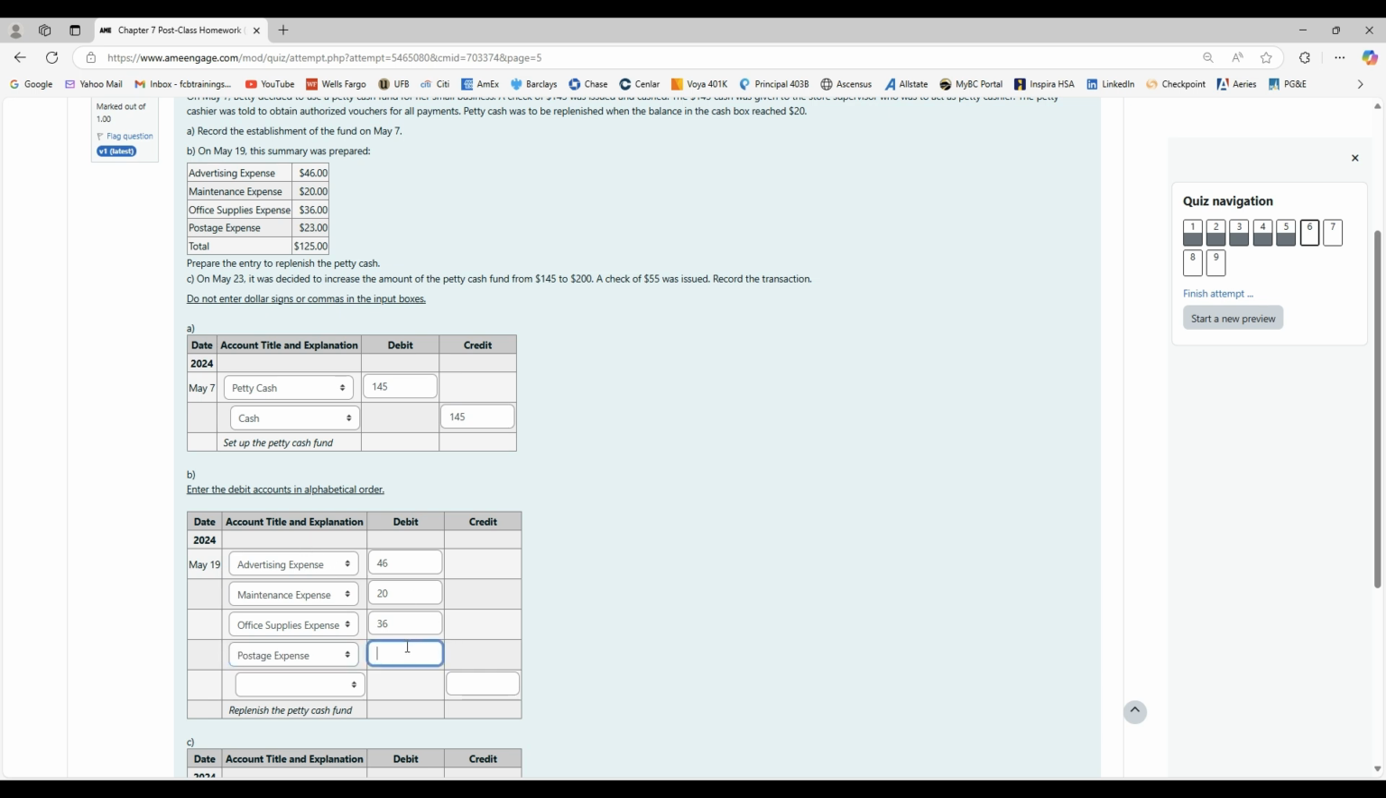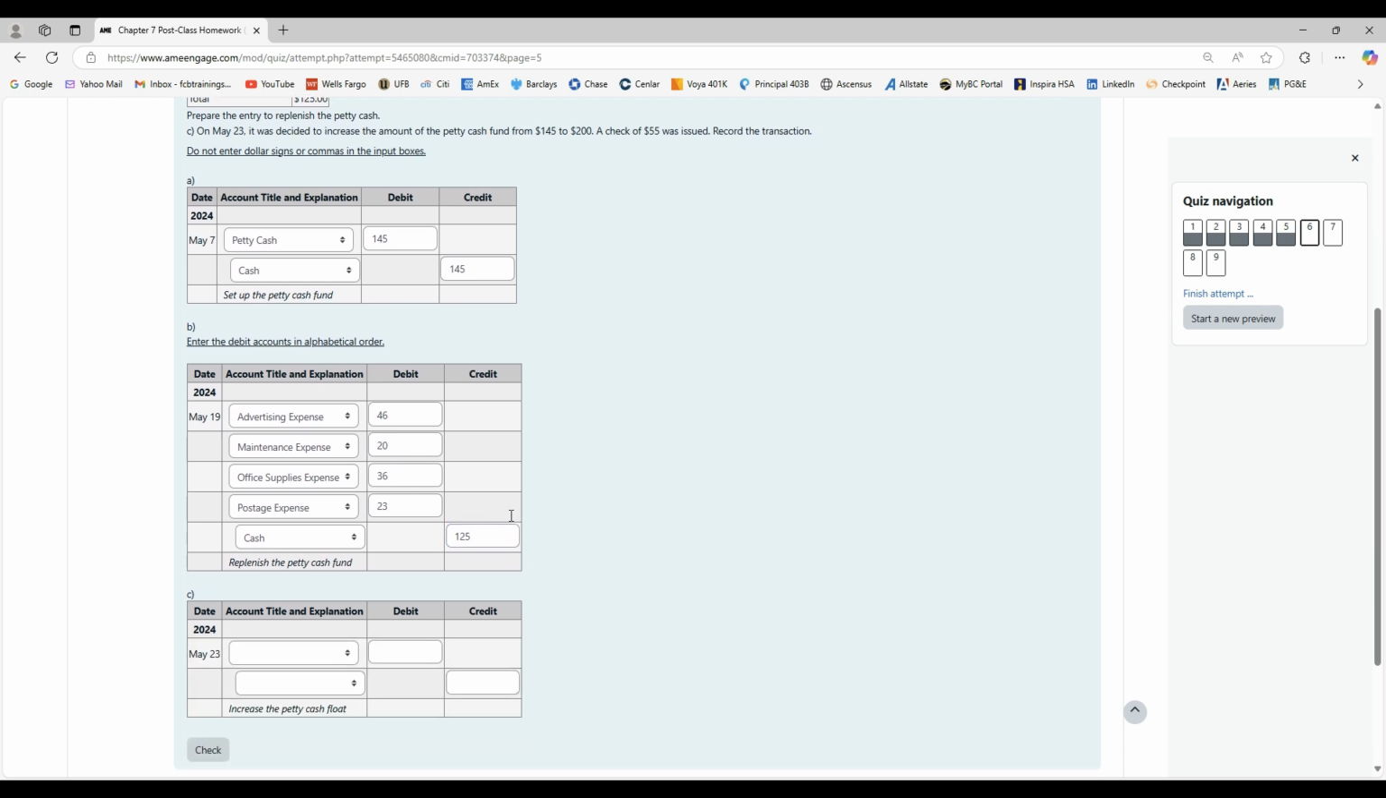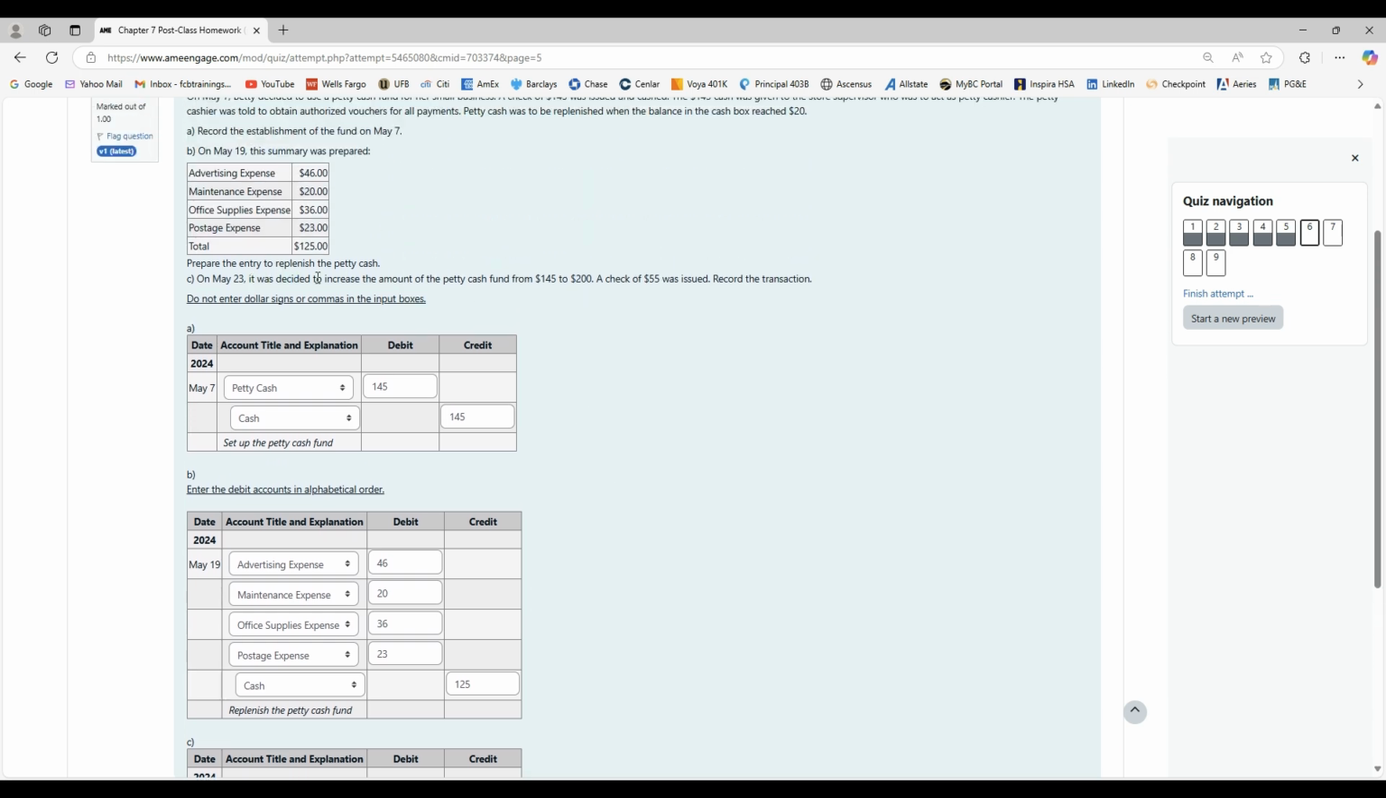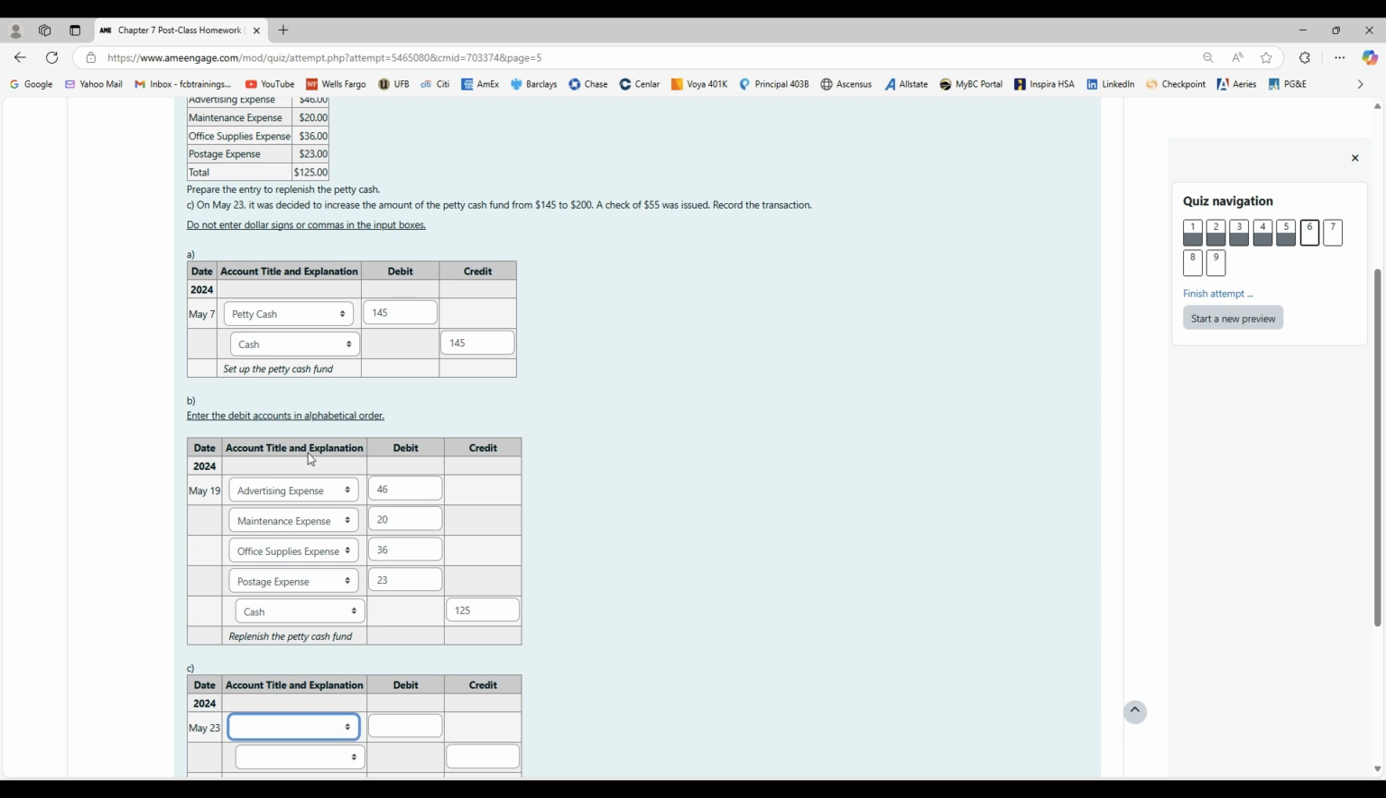Postage 23, and that totals to 125. And so we're taking money out of our primary cash account again, and putting that back into the box, and then just recording the expenses that went along with the usage of the cash in the first place. And then finally, we increased the amount from 145 to 200. So we did a $55 check. And so whenever we increase petty cash, we just do the same transaction as we did to establish it. So we're just bumping it up by $55.